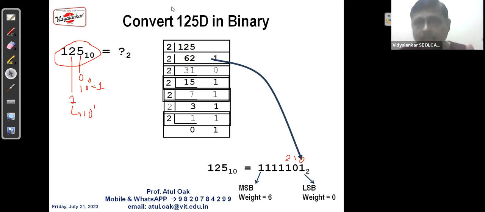In our binary number, the bit with the highest weight, you can see this weight is 6 because you can count 0, 1, 2, 3, 4, 5, 6. So this particular bit has weight 6. Such a bit is called MSB. MSB stands for most significant bit. Why is it called most significant bit? Because its weight is maximum.